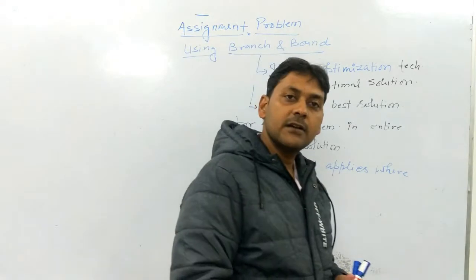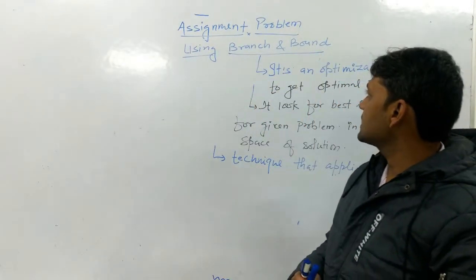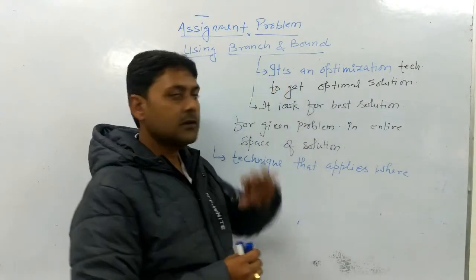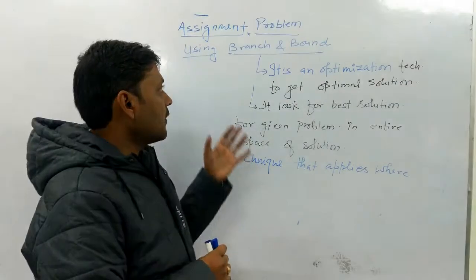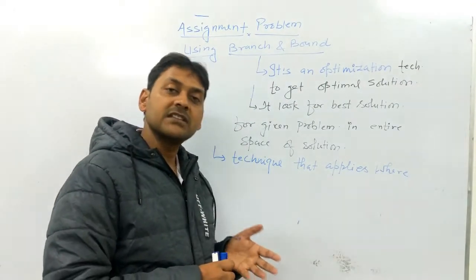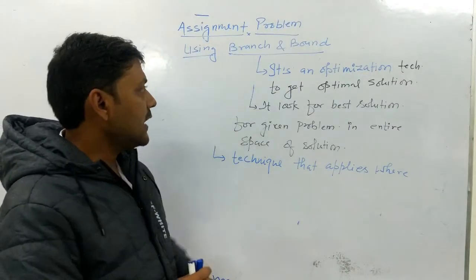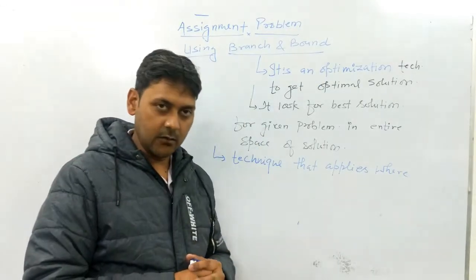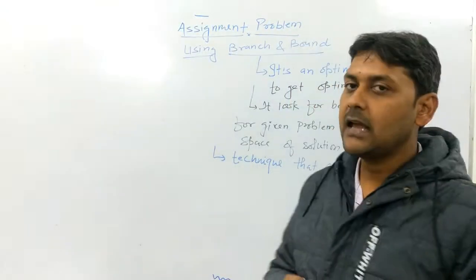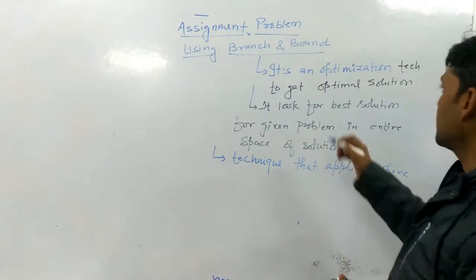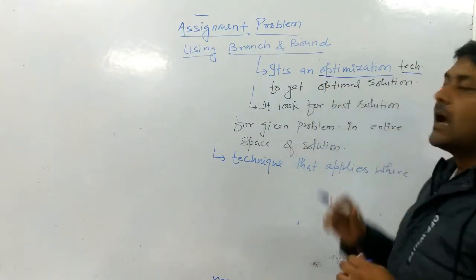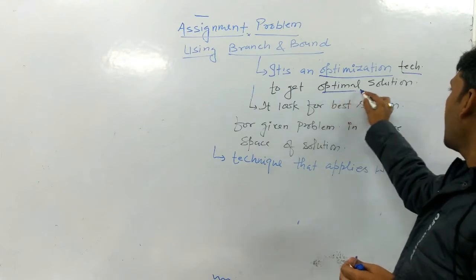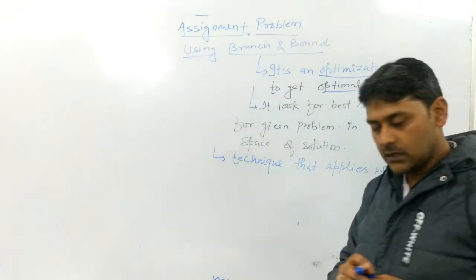In my last video lectures I discussed what the branch and bound method is, but let me start from what the branch and bound method is and what its approach is. Branch and bound is an optimization technique that gives the solution as an optimal solution. Due to this technique we will get the optimal solution.